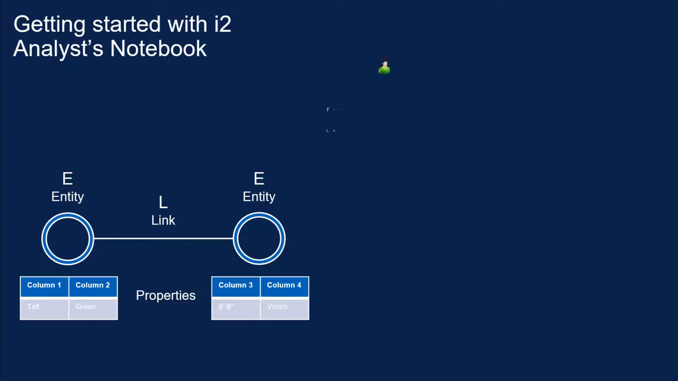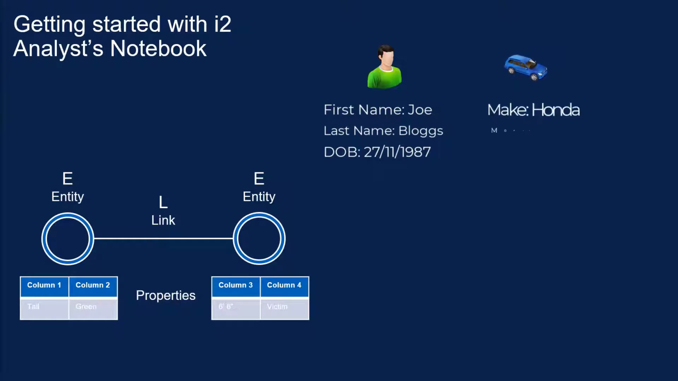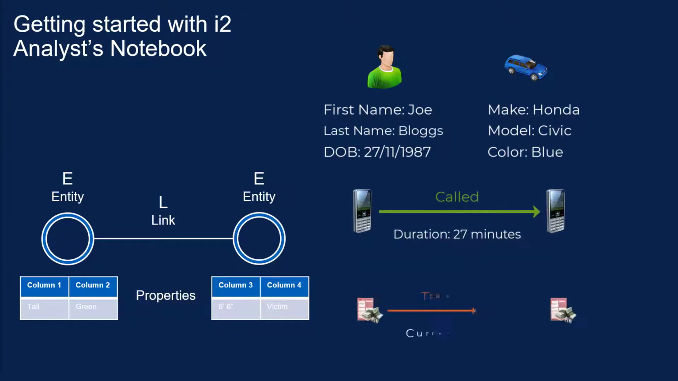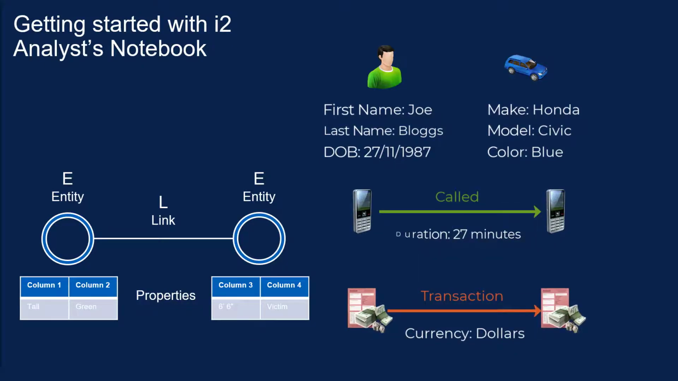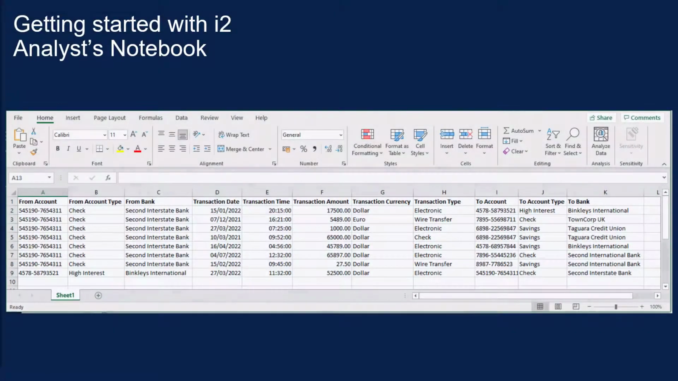For entities, examples include the first and last name of a person, the date of birth, or for a vehicle, its make, model, and color. Similarly, for links, examples of attributes might be the duration of a telephone call or the currency of a financial transaction. Let's take a look at a simple spreadsheet to see how the rows and columns relate to the ELP model. This table shows some transactions between bank accounts.